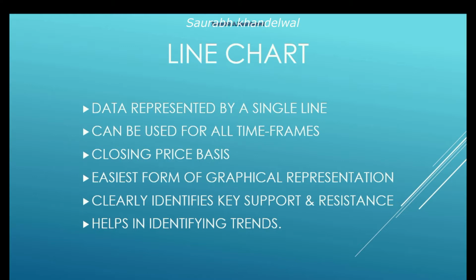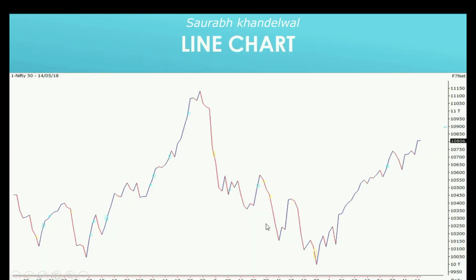This is the most easiest form of graphical representation, as you can easily identify trends, as you can easily identify key supports and resistance on chart by looking at a simple line. It actually helps in identifying trends. So this is a typical line chart of Nifty 50 on daily closing prices. So you can see the Nifty prices are on this axis on the right hand side, and the daily dates are on this axis on the lower side.